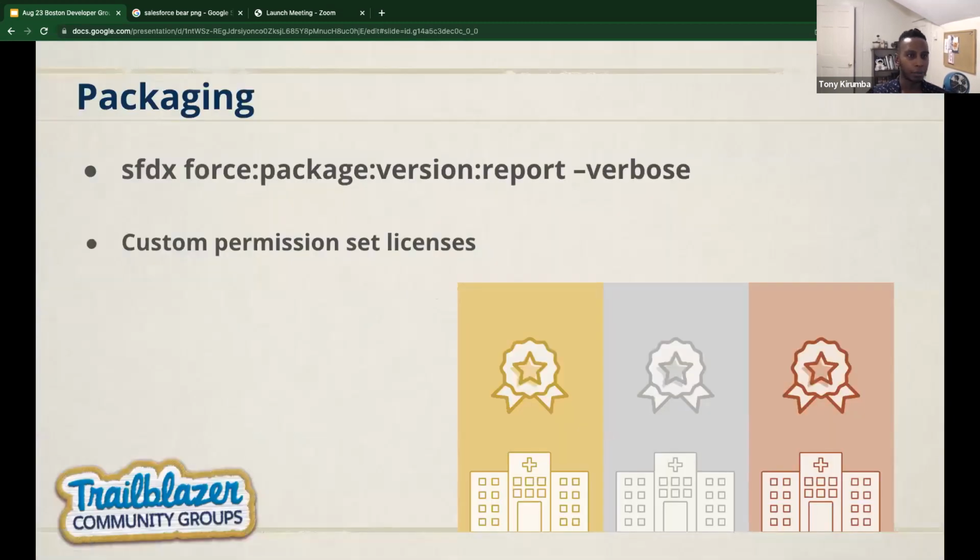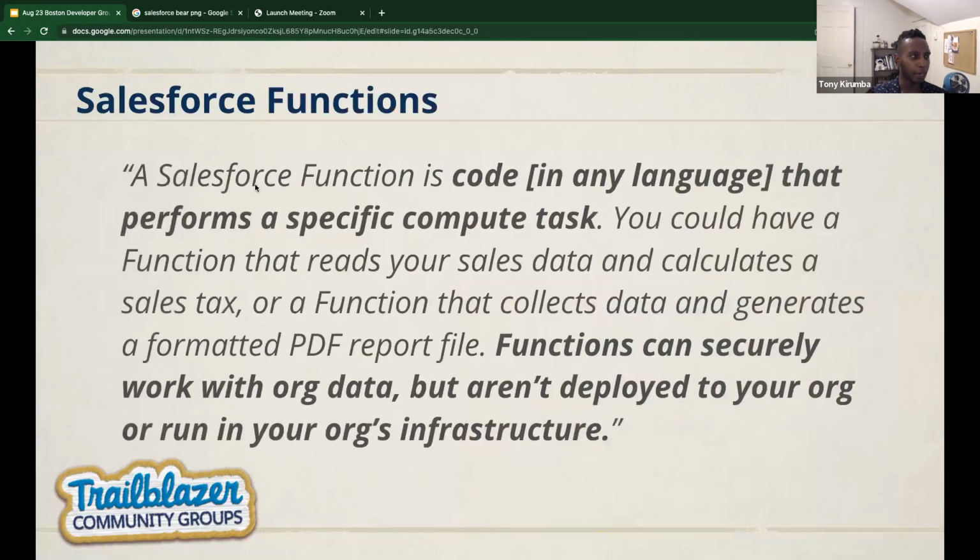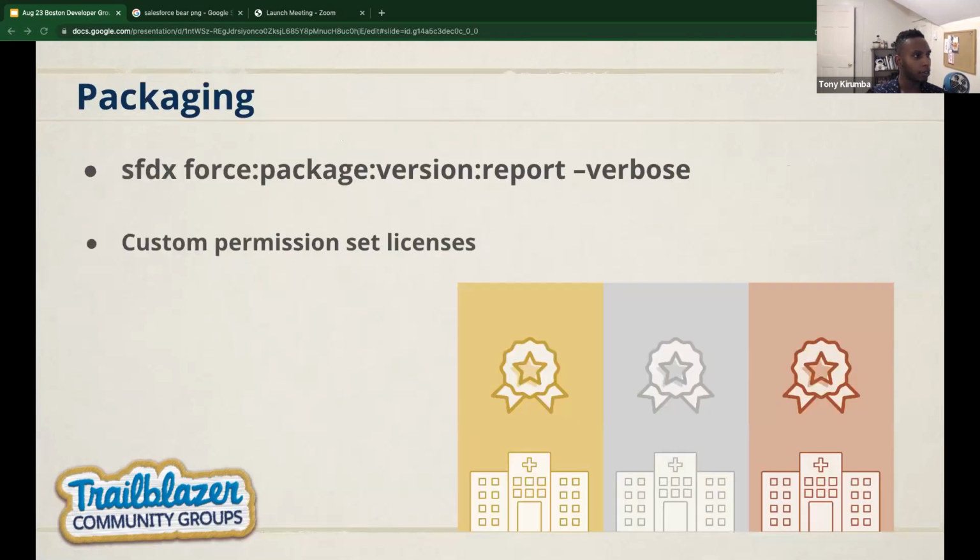Next up is packaging. We have a new command, force package version report verbose. What that command allows you to do is see all of the Apex classes in a package that do not meet coverage. So when you're deploying a package, you need to provide 75% coverage for the entire package. This gives you clarity into which classes are not meeting coverage within the package, and then you can update those right from VS Code.